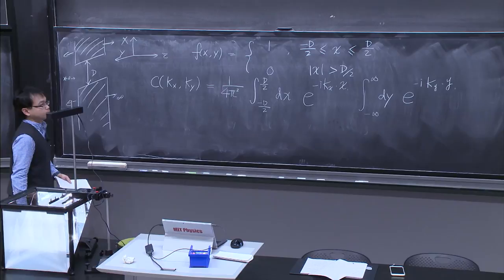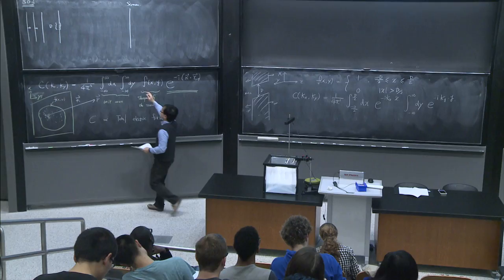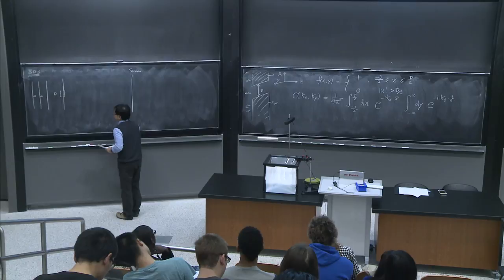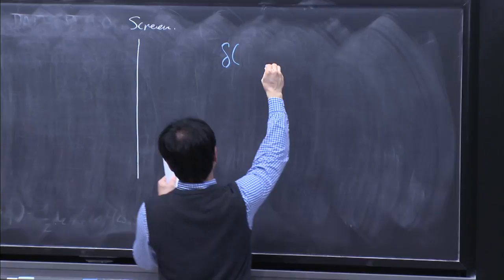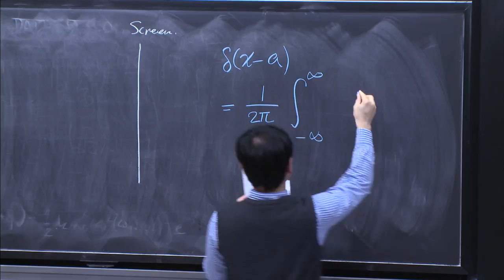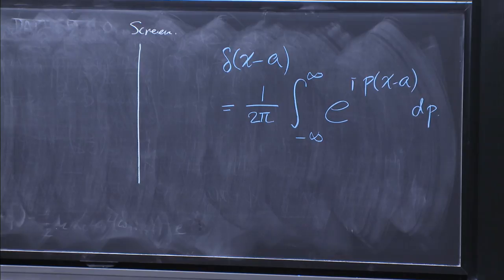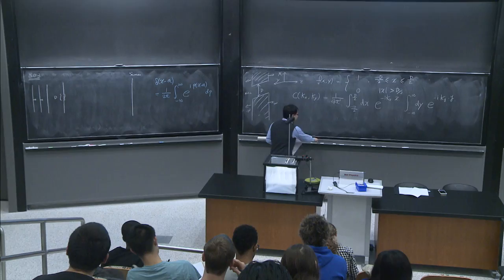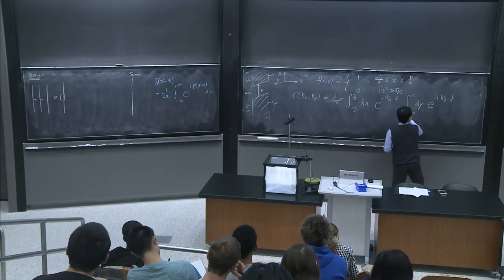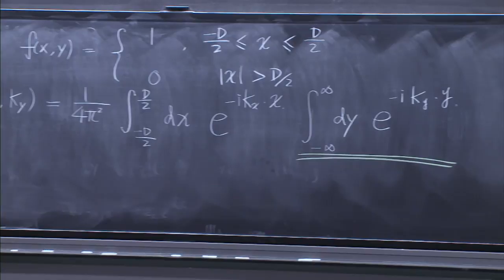So before I do this integration, I would like to remind you of one thing which we have learned from the help of the math department. We know the delta function of x minus a is equal to 1 over 2 pi times the integration from minus infinity to infinity of exponential i p (x minus a) dp. Right? So we know about this formula. So that means I can easily evaluate this function. So this function, I am doing the integration over y.